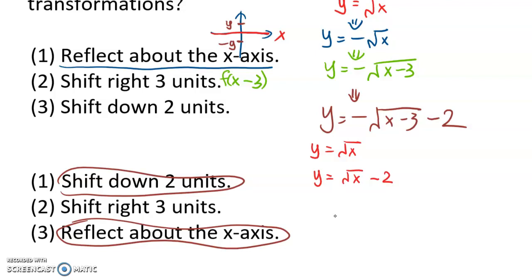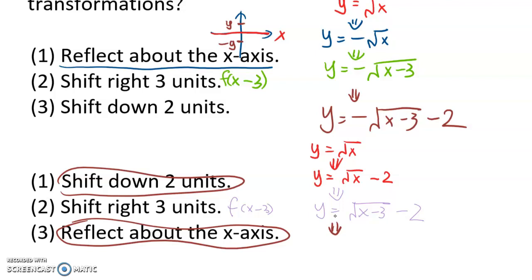Okay, now the second transformation is to shift right by 3 units. So that means I have to replace x by x minus 3. So I have y equals square root of x minus 3, minus 2. Okay, so far so good. Last transformation.